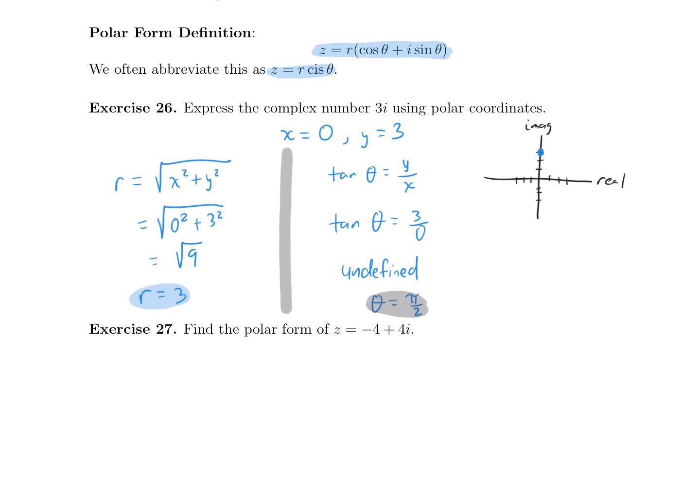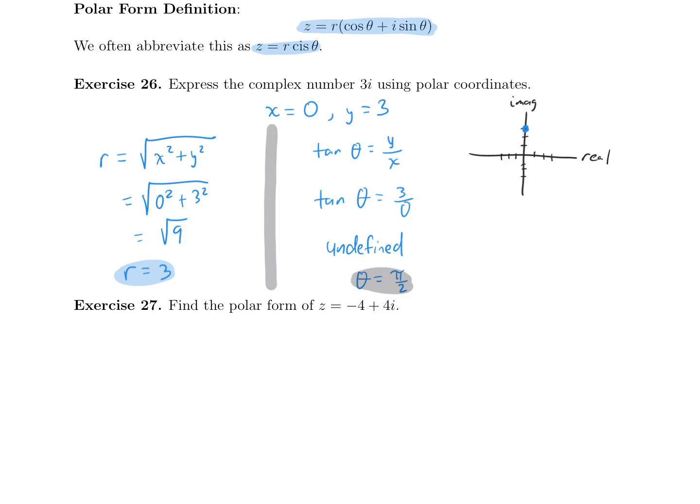Oh, we haven't completed the problem. We still have to express it in this form up here. As you can see, this is how you write a complex number in polar form. So let's finish the problem off.